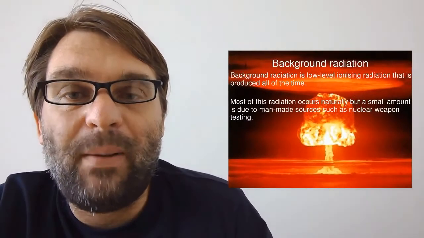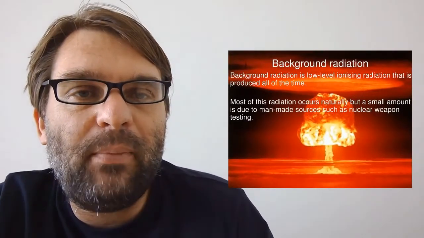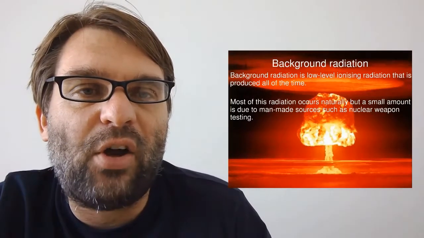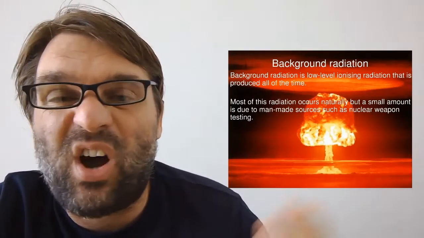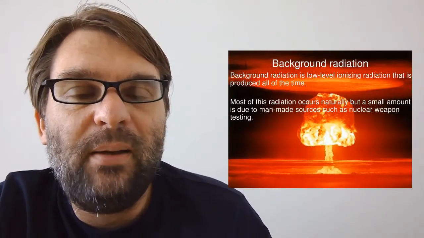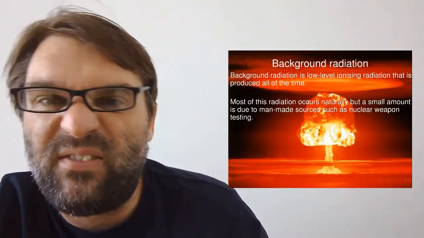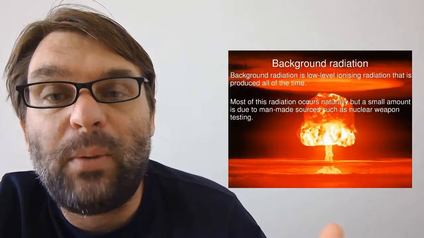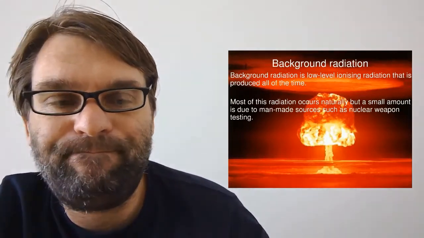So in terms of background radiation, basically background radiation is a low-level ionizing radiation that is produced all the time on planet Earth. Now, most of the radiation occurs naturally, but a small amount in recent years, since 1950 roughly, has been due to man-made sources such as nuclear weapon testing in the Pacific.